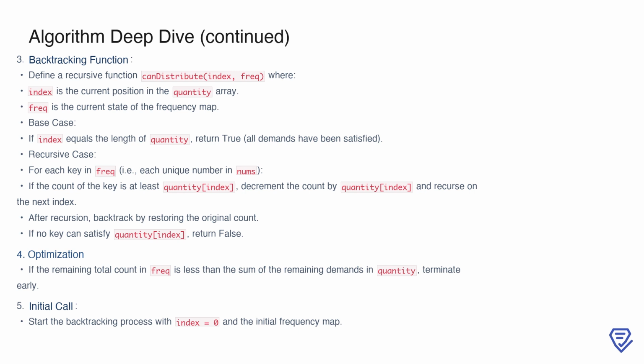For the recursive case, we iterate over each unique number in the frequency map. If a number's count is sufficient to meet the current demand, we decrement its count by the value at quantity[index], then recursively attempt to satisfy the next demand.